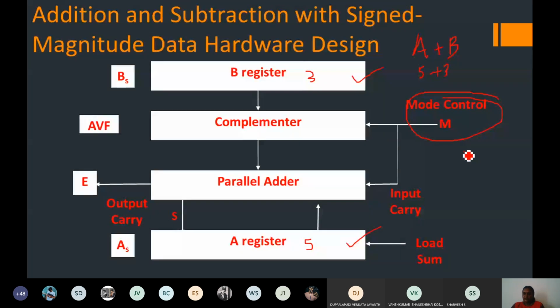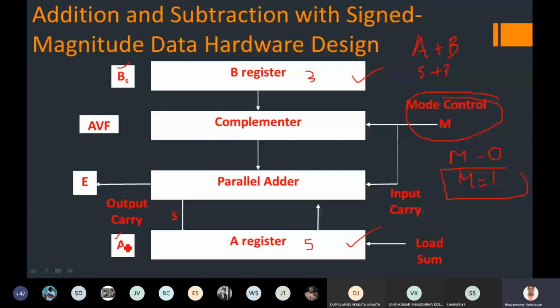If the mode is equal to 0, the addition operation will happen. If the mode is equal to 1, a subtraction operation will happen. If the mode is equal to 1, the subtractor will take the complement of the number and send it to the parallel adder. Then the parallel adder will give the value as the result and return the output. What are BS and AS actually?